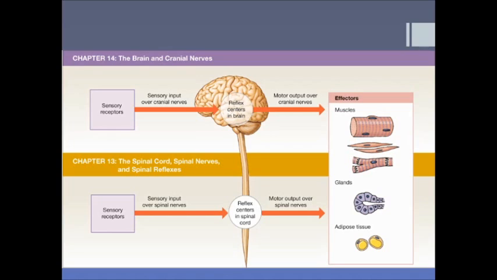So this chart is showing how when your body picks up sensations by receptors, they send information to the brain, which then sends motor output to cranial nerves for the central nervous system. For the peripheral nervous system, sensory receptors send input to the reflex centers on the spinal cord, and then they send motor output to the spinal nerves. And the effectors for any of these can be muscles, glands, or adipose tissue.